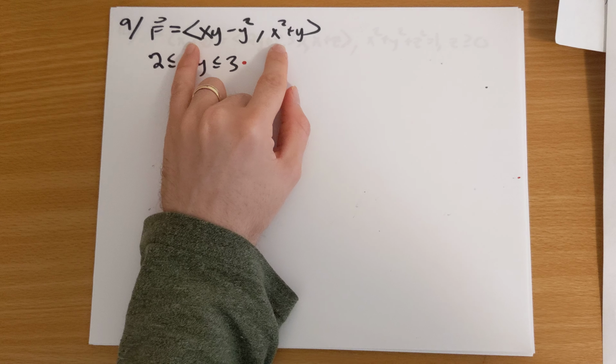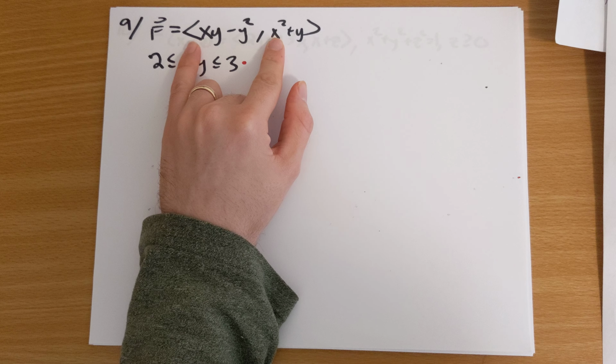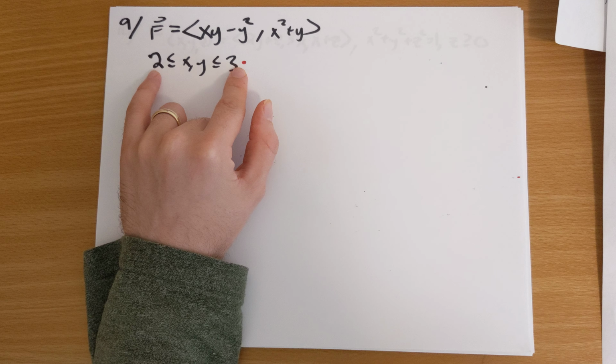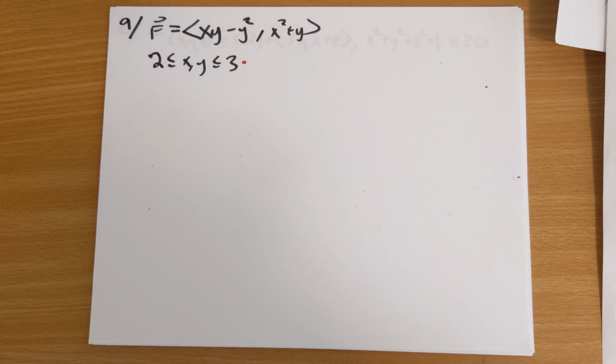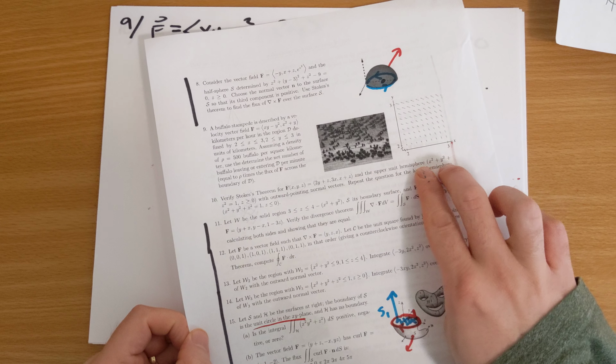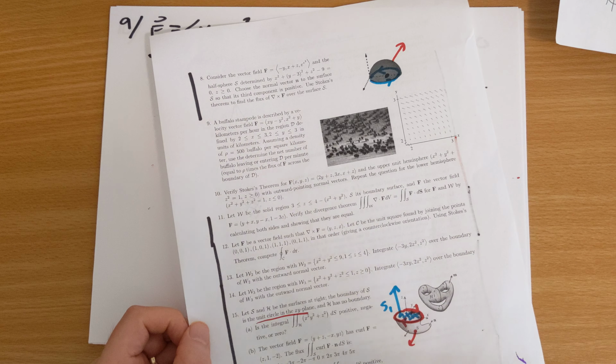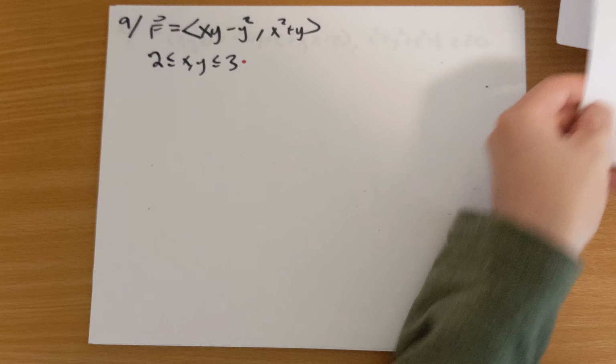Problem number 9, we have a buffalo stampede. It is following this vector field here in this region right here. And so we want to use this information to figure out the net flux of buffalo leaving or entering this region here. So some of them are entering down here, some of them are leaving up here. The net flux out of this square right here. How do we do this?